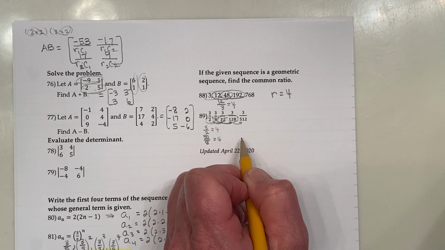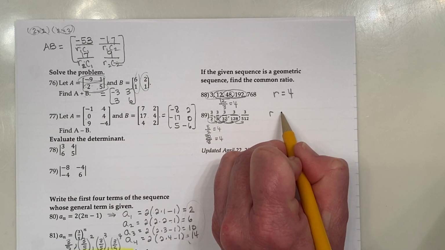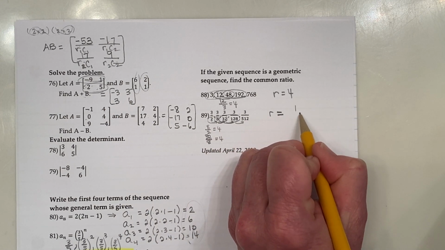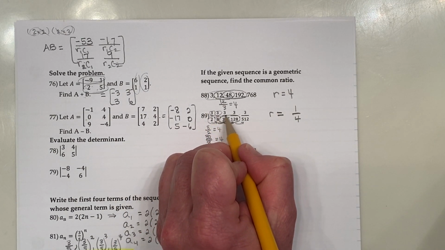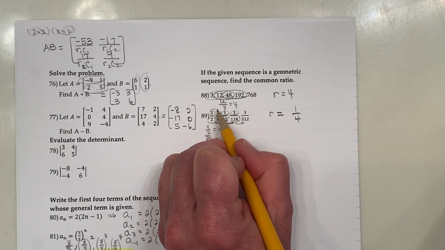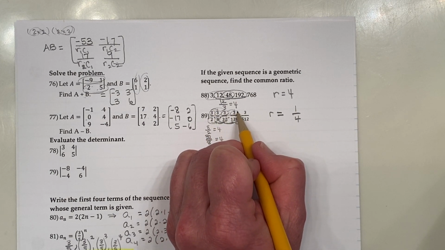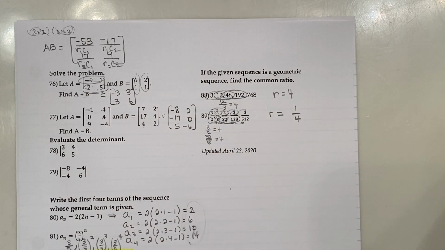Well, the calculator will tell you it is. So the common ratio is not 4. The common ratio is 1/4. Because to go from this 3 to this 3 to this 3 to this 3, I'm always multiplying by 1/4. So the common ratio for this problem is 1/4. And we made it.